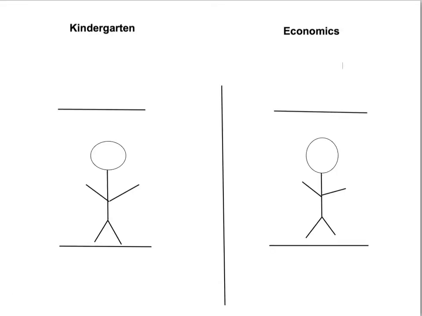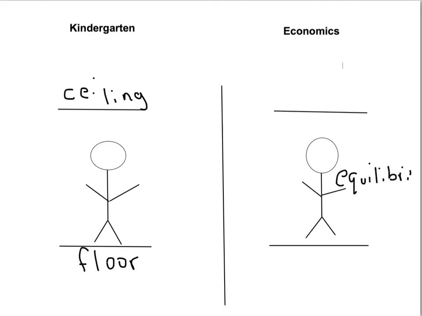In kindergarten, you were taught that up is the ceiling and down is the floor. Simple. In economics, it doesn't work that way. In economics, above what we would call equilibrium is our price floor. Below equilibrium is going to be the price ceiling.